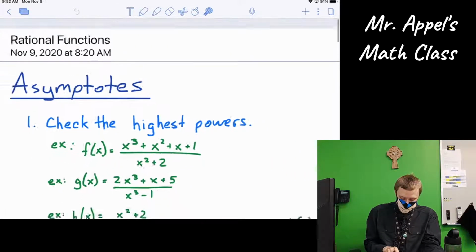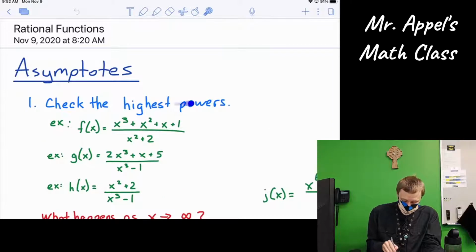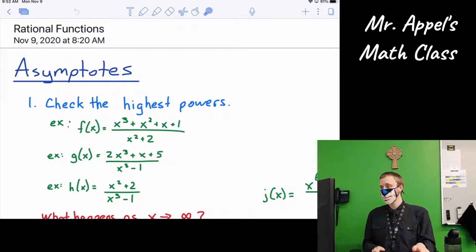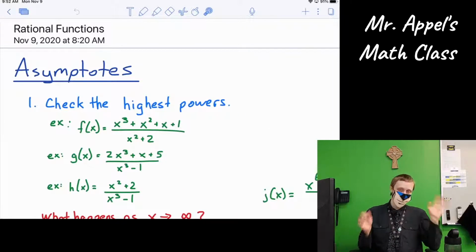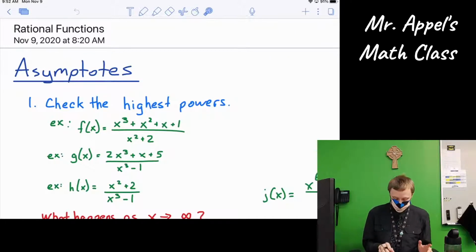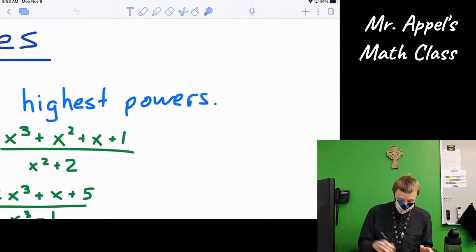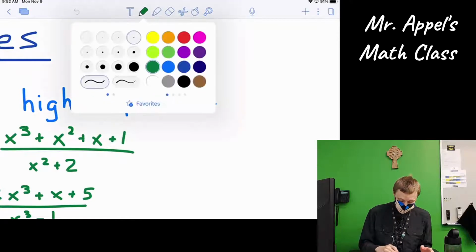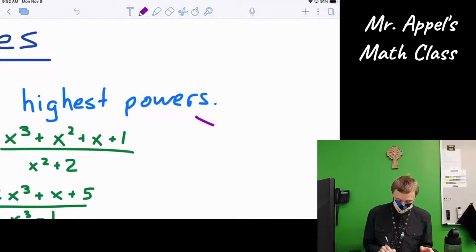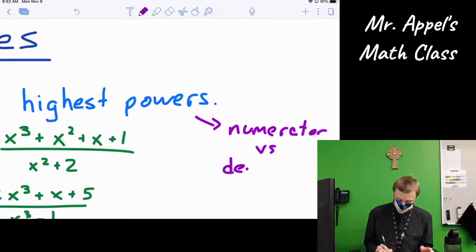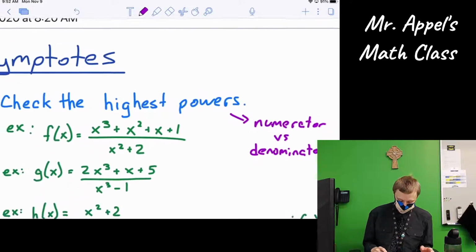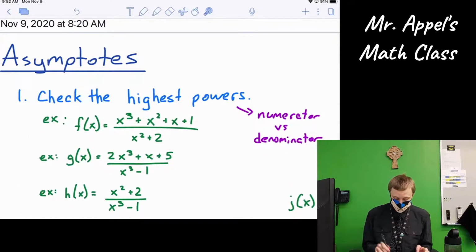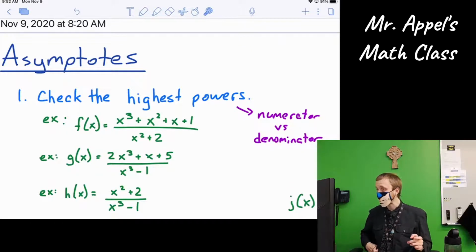What are those two numbers? They are the highest powers. When it comes to finding the asymptotes, start with checking the highest powers, the highest exponents on the numerator versus the denominator. That's all you need to do.